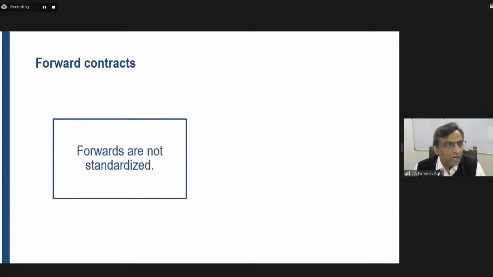One of the most important points about forward contracts is that they are not standardized. Standardization applies in the futures and options markets; when you go to the stock exchange, you will find everything standardized. But in the forward market, you can choose your own date, place, amount, and any bank or institution to enter into a forward contract.